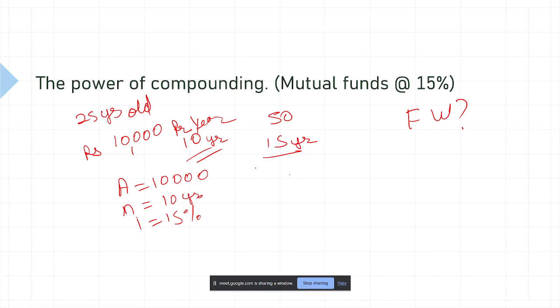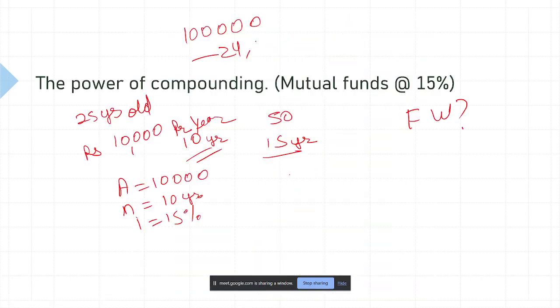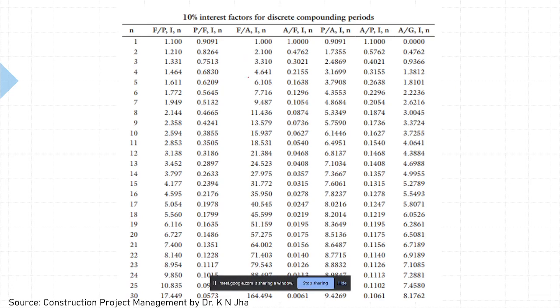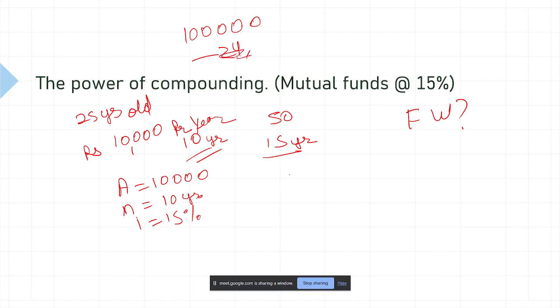So that means this equates to this 10,000 you invested for 10 years. So you invested 1 lakh, it has become 24 lakh, no, 2.4 lakh, right? Or 24 lakh. What is happening? One lakh to 2.4, 3 lakh at the end of 10 years.